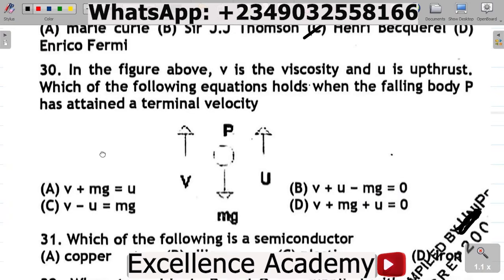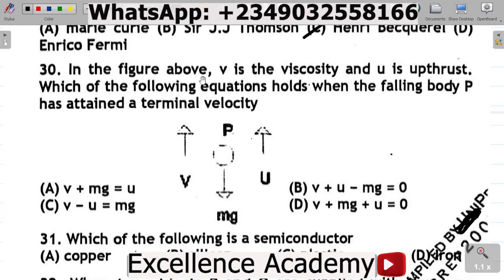Question number 30. 30 says, in the figure above, that's this one below actually, V is the viscosity and U is the upthrust. Which of the following equations holds when the falling body P has attained a terminal velocity? All right. When the body attains terminal velocity, which of these equations holds? Now, to solve this question, it's very simple. We'll bring in the equation for equilibrium.